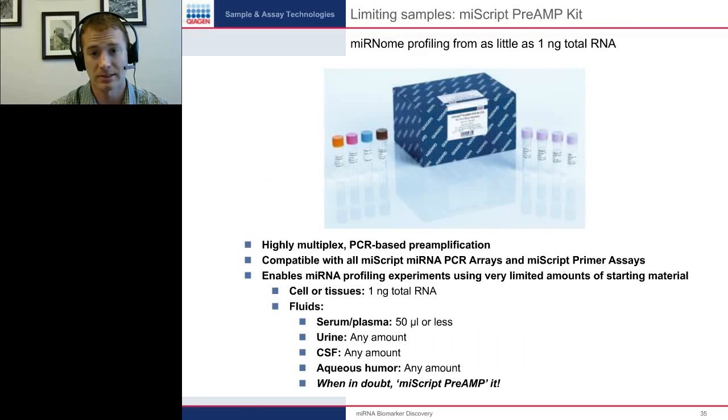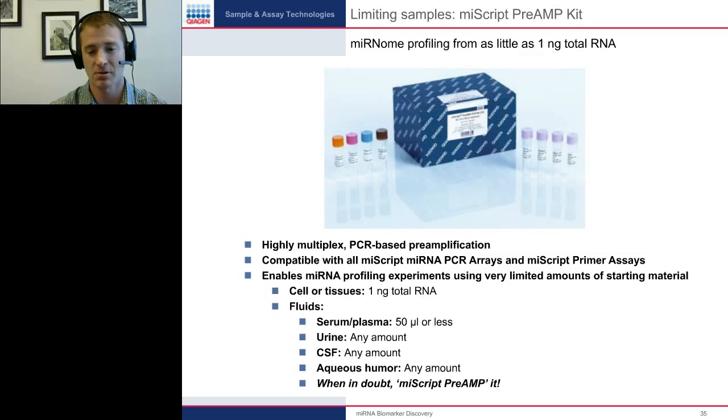And a couple more products I'd like to introduce you to. For limiting samples, we have the microscript preamp kit. And for a micronome profile, you can use as little as 1 nanogram of total RNA. This is a highly multiplex PCR-based preamp and is compatible with all microscript arrays and individual primer assays. And as I'd already mentioned, for cells or tissues, 1 nanogram of total RNA is the limiting amount.